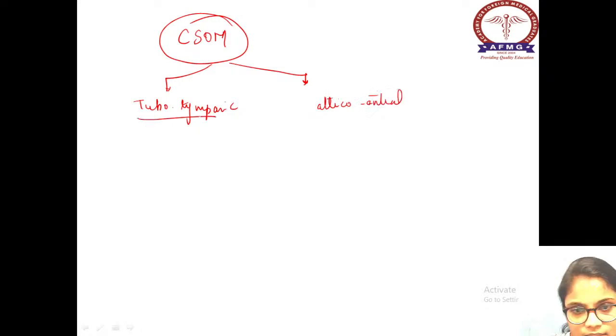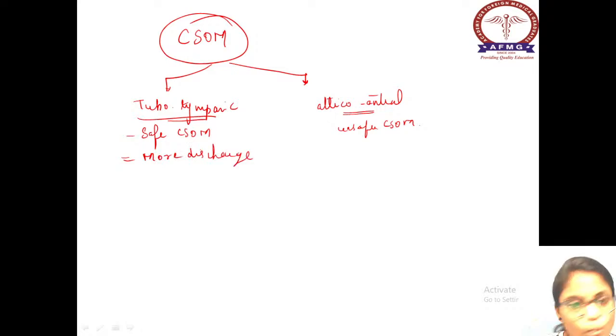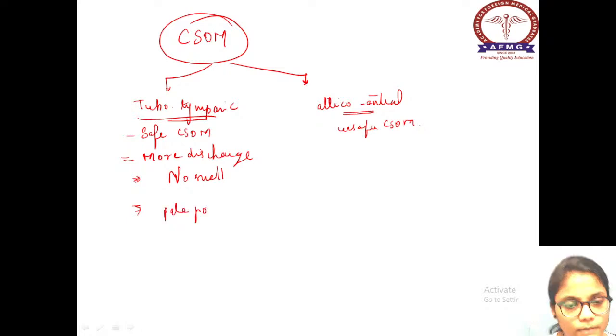So what is the important in both? Tubotympanic is nothing but your safe CSOM, and atticoantral is nothing but your unsafe CSOM. So in safe CSOM, the discharge will be more. Even though the discharge is more, it won't smell that much. There will be no smell. Please remember, even if the discharge is more, there is no smell. And the polyp is a kind of pale polyp.